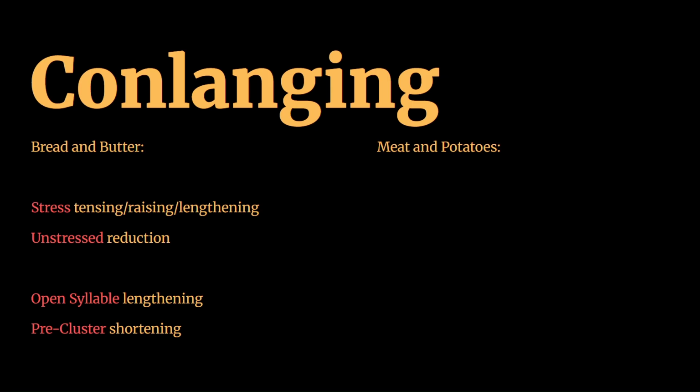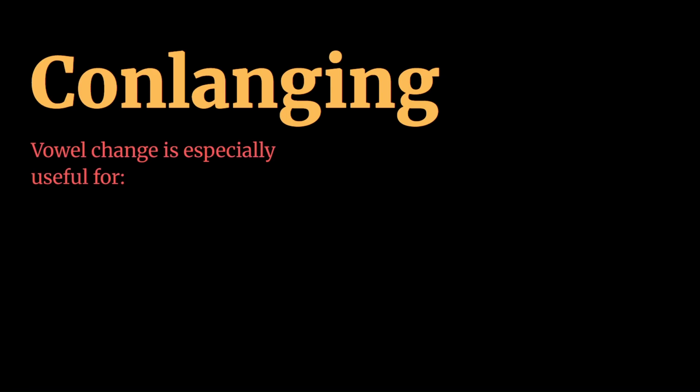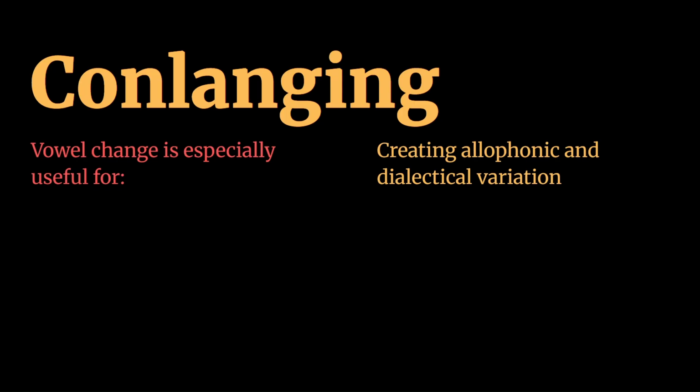For your meat and potatoes, I think some of the more common changes, the most useful changes, are going to be fronting, rounding, centralization, and a combination of backing and rounding. This isn't to say that other changes are less likely. However, these are going to be a pretty good bet for using in most conlangs. Vowel change is especially useful for creating allophonic and dialectual variation. The subtle sound changes that you can create can make words that sound almost the same but are a little bit different from one another.